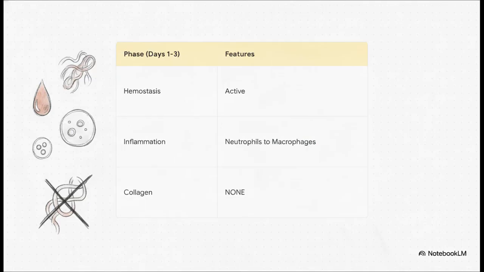Here's your exam pearl for the lag phase, which covers days 1 through 3. During this initial time, hemostasis is active, and inflammation is transitioning from neutrophils to macrophages. But notice what's missing. Collagen deposition is strictly at 0. Collagen synthesis actually doesn't kick off until the proliferative phase.